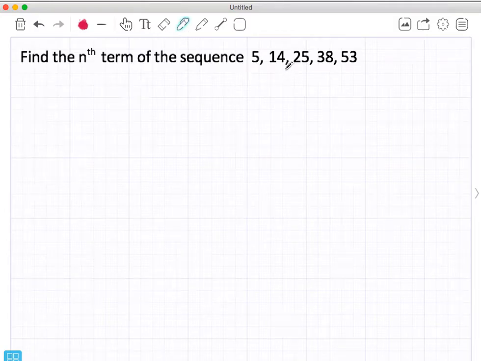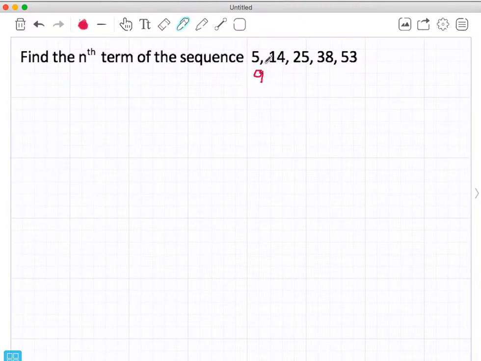Okay, we have a sequence here which goes 5, 14, 25, 38 and then 53. Now I know it's quadratic. The reason I know it's quadratic is because of this. Any sequence I get, I'll always look for the difference between the terms. It gives me a hint as to what kind of sequence it is.